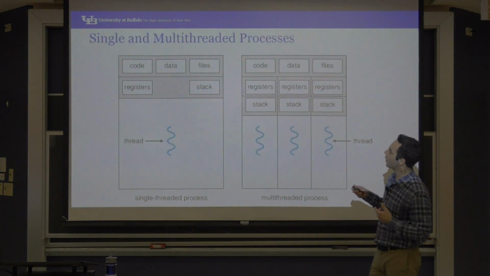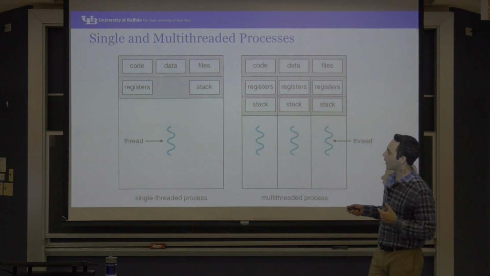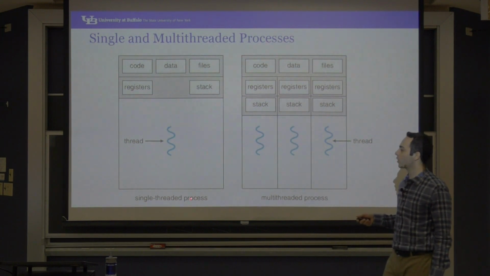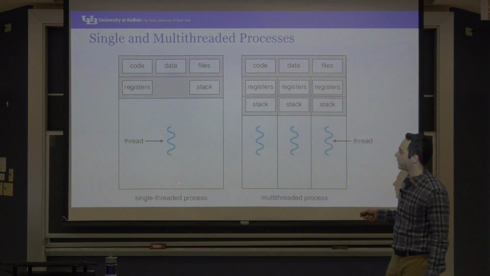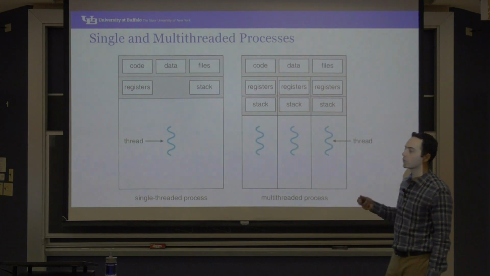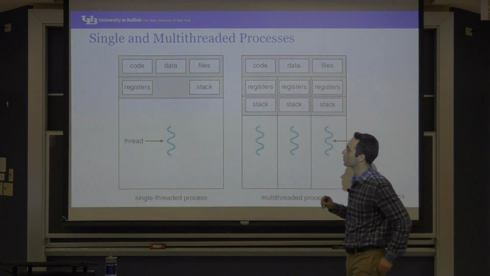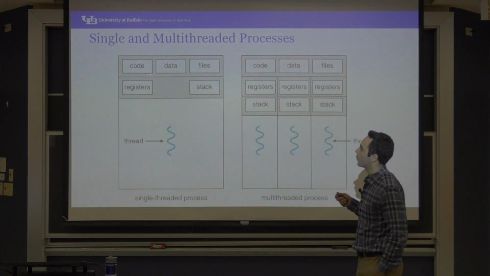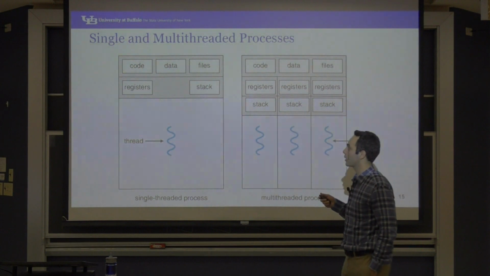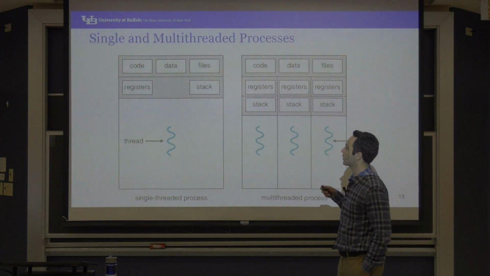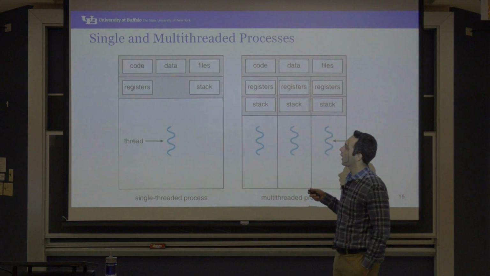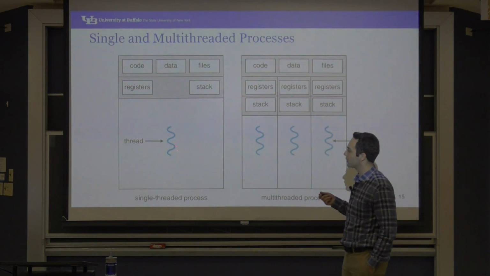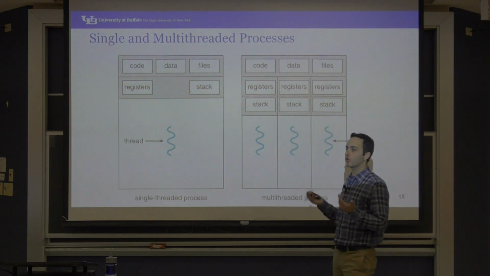So this is a diagram for how we can think about the thread. If we have a single-threaded process, the whole address space is there. This is similar to what we saw in the last session's diagram. There is the code of the process, there is data, there are files. These are basically within the address space of the process. And then there are the registers for that process and the stack, right? This is what we saw. And the thread is the execution. So far that's what we've seen.